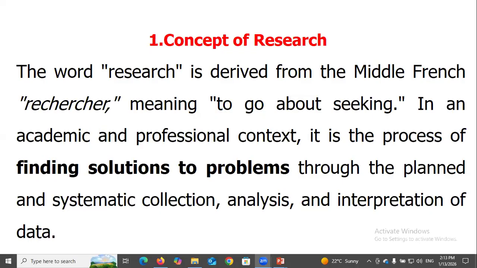Okay, concept of research. The word research is derived from Middle French researcher, meaning to go about seeking. In academic and professional contexts, it is the process of finding solutions to the problems through the planned and systematic collection, analysis, and interpretation of data.